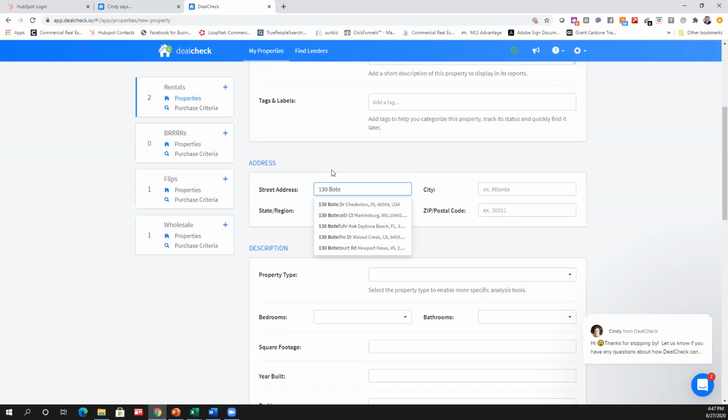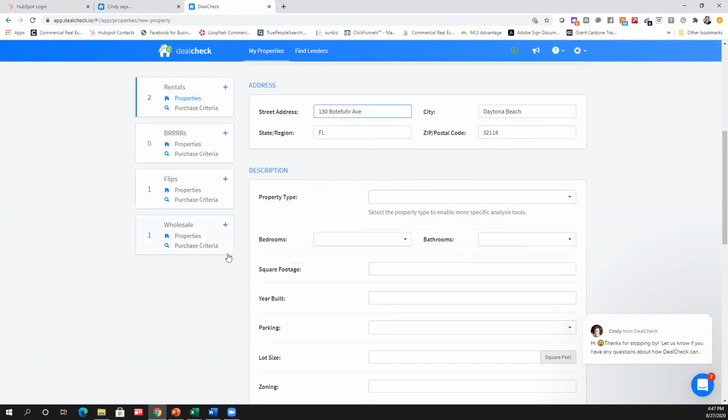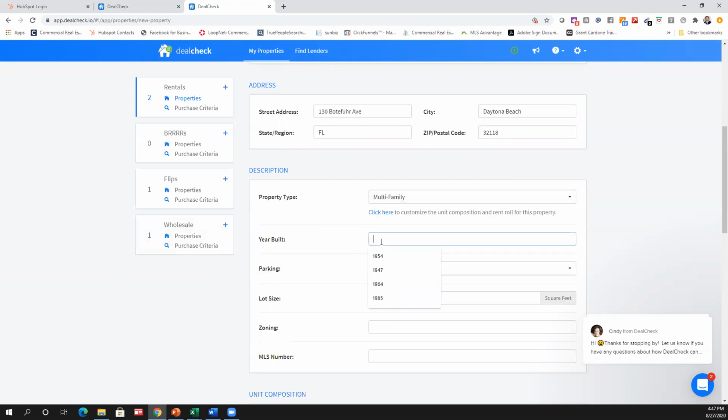And this system is pretty nice because it will geocode or hit on the map where your property is. So it'll put up a nice map. Property description. This is a multi-family. You can do land. You can do a single family. You can do commercial. I believe this was 1945.